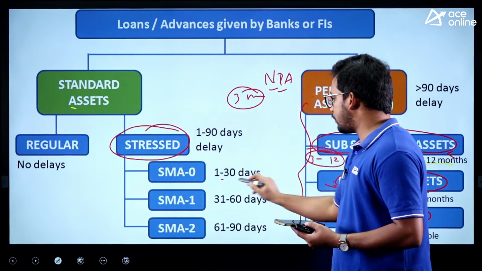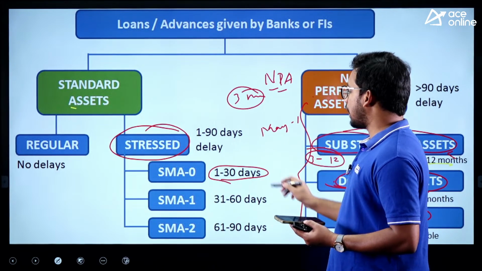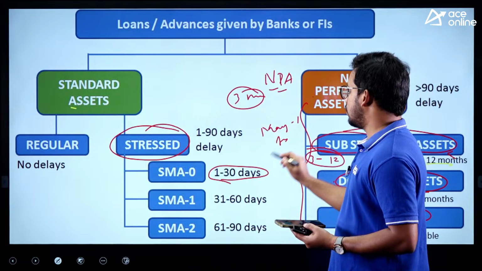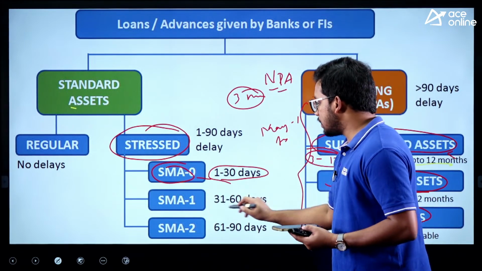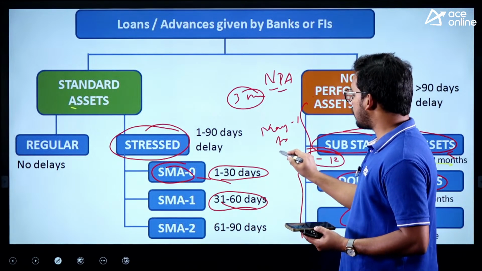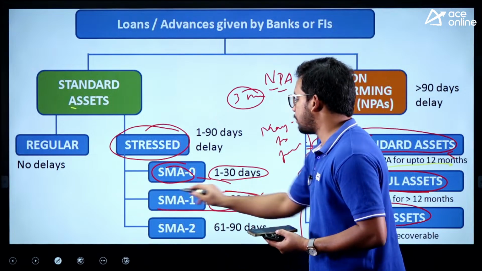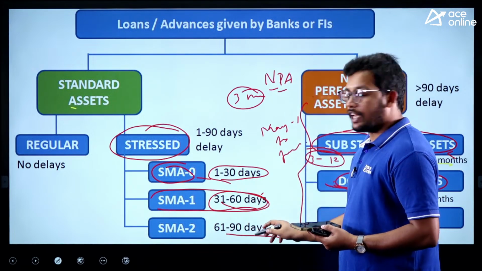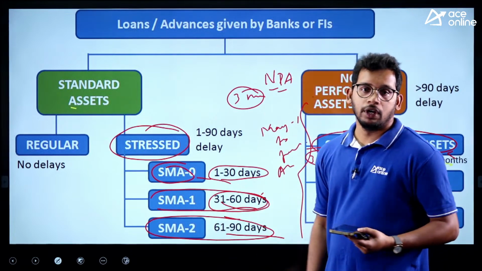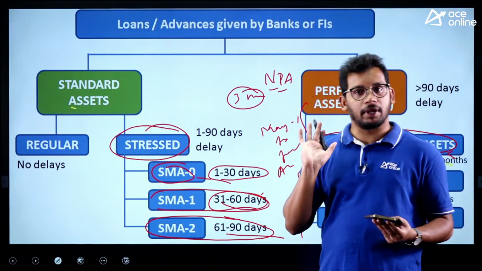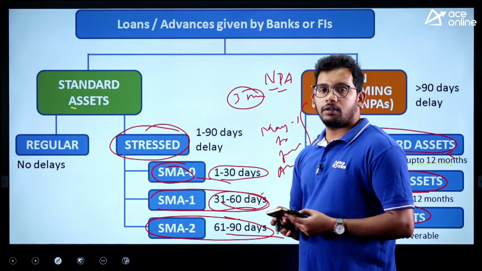If it is not paid for 1 to 30 days, for example, I need to pay on May 1, but I did not pay till June 1, that is called SMA 0. SMA for 31 to 60 days: I did not pay till July 1, that is called SMA 1. Till 90 days, that means August 1, I did not pay, that is called SMA 2. After that it will become a non-performing asset.